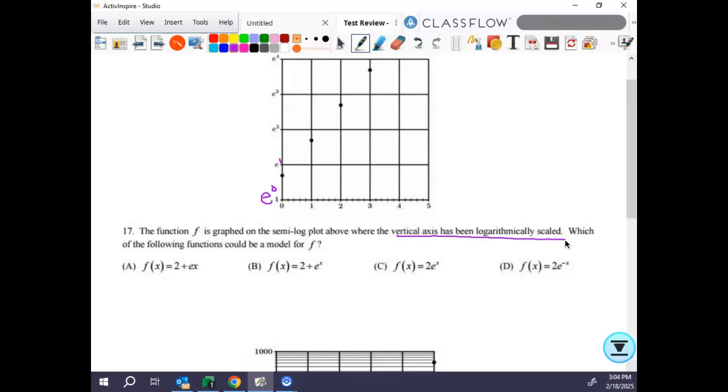Here's what you need to connect here, because this is a very easy question. If this looks linear, and I would totally say that this looks linear, then since it looks linear on a logarithmically scaled graph, that means your data is exponential. And your data will be in the form of a times b to the x. Okay? If you are not sure, then we can pick points.